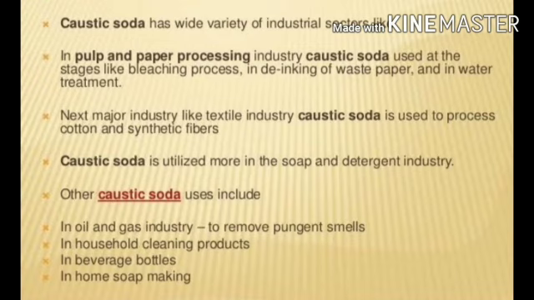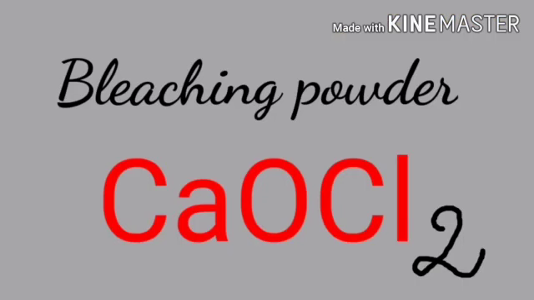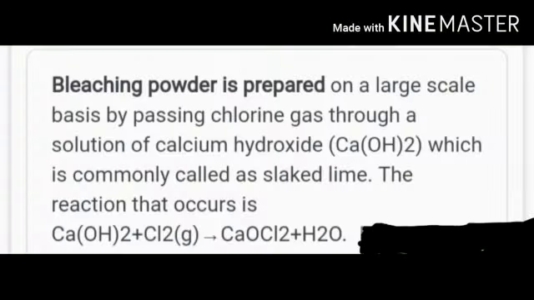Let us now study the manufacture and uses of bleaching powder. Chemically, bleaching powder is calcium oxychloride. The formula is CaOCl2. Let us see its preparation.